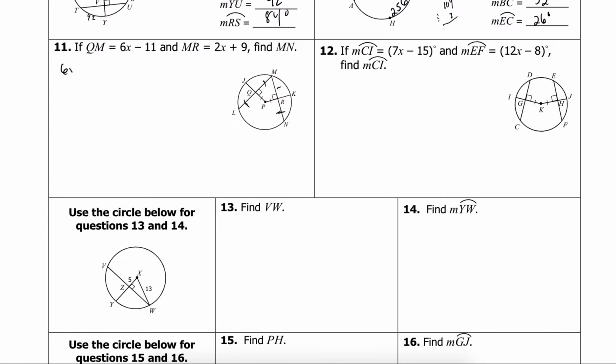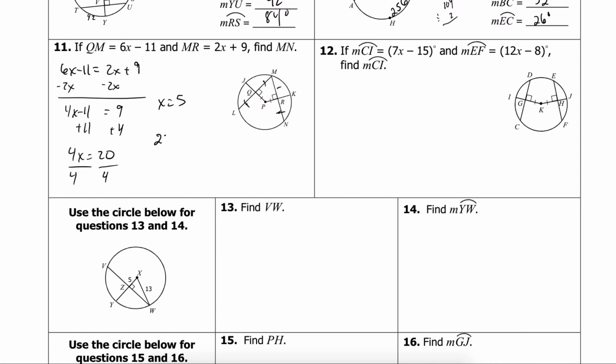Okay, so 6x minus 11 equals 2x plus 9. So 4x minus 11 equals 9. 4x equals 20. X equals 5. Okay, so what are we trying to find here? I'm trying to find MN. So here, I'm going to put my x into MR, and then I'm going to multiply by 2 to find this whole distance MN. Okay, so 2 times 5 is 10, plus 9 is 19. And so MN is going to be 2 times 19, which is 38.